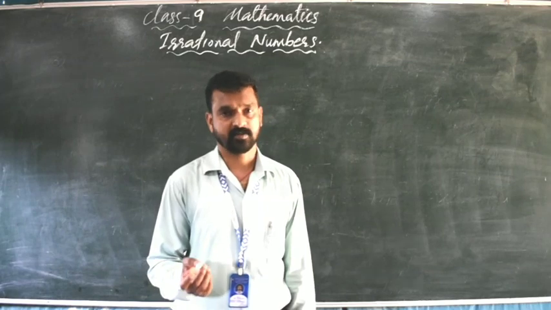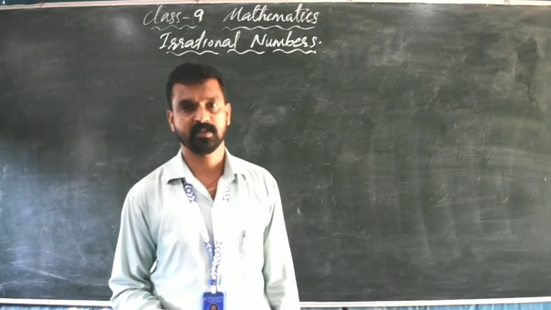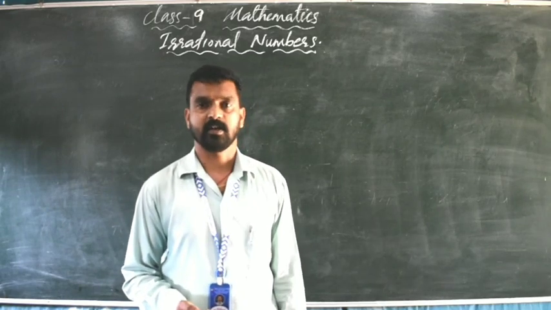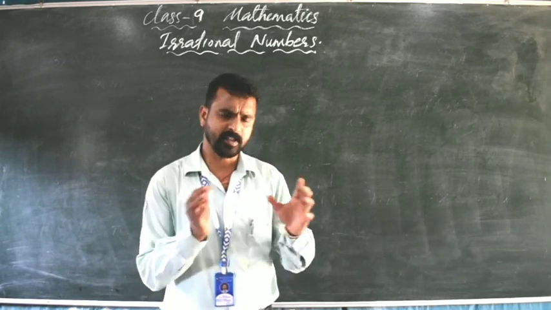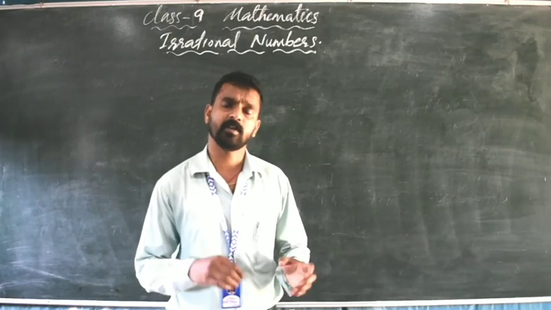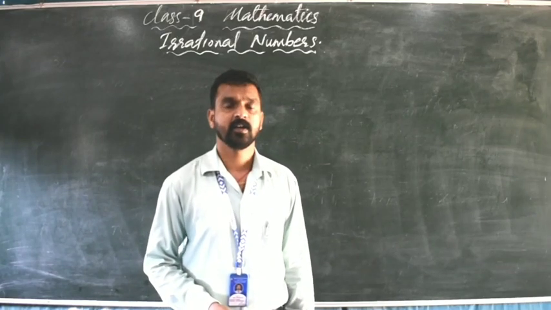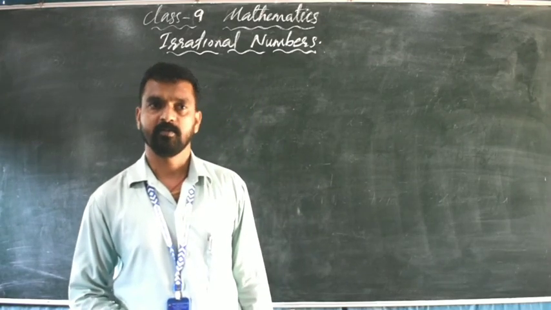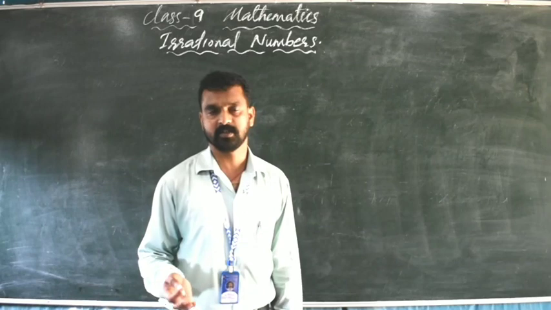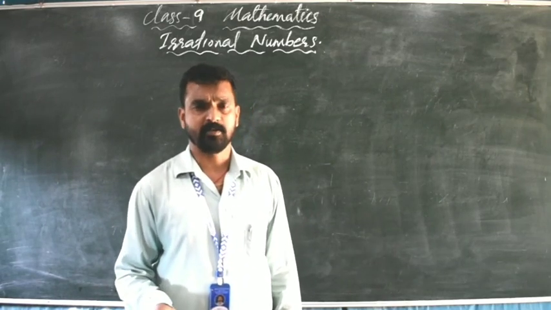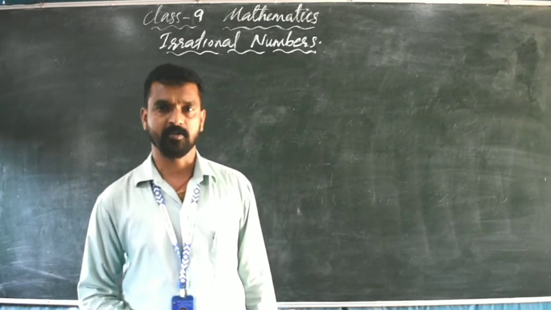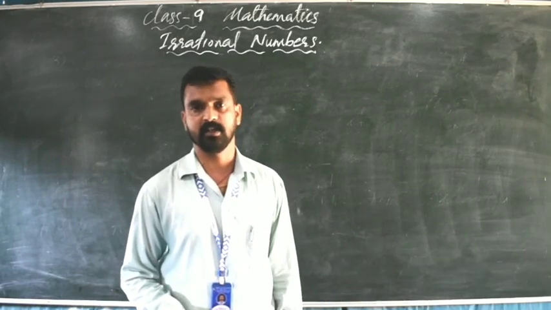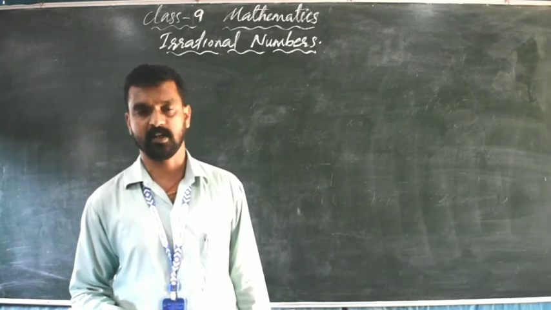Natural numbers are rational numbers. Whole numbers are rational numbers. Integers are also rational numbers. How many types of numbers have we studied? All are rational numbers. That means all these numbers we can write in the form p divided by q, whether they are integers, whole numbers or natural numbers. So far, all the numbers we have studied are rational numbers.